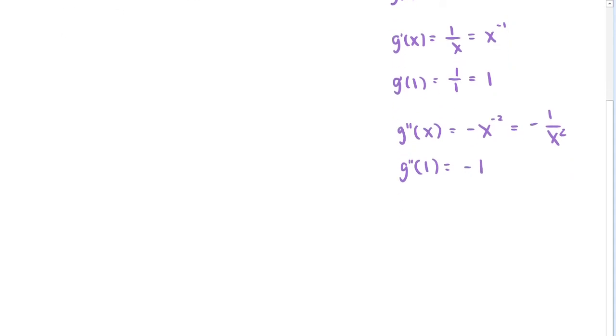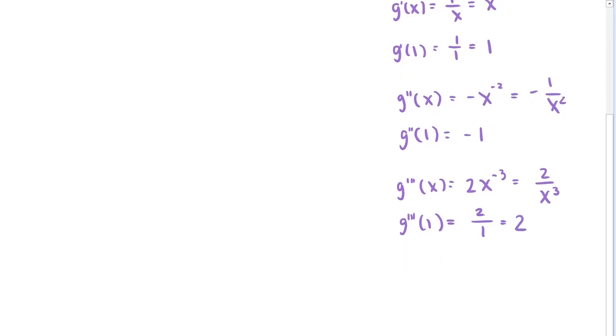And then here we also need the third derivative, g triple prime of x, and we can apply the power rule to our above example. Bringing down that factor of -2 gives us +2, x to the -3. So this is 2 over x cubed. And if we evaluate this at 1, this gives us 2 over 1, which is just 2.